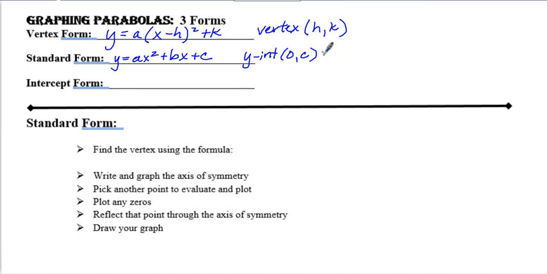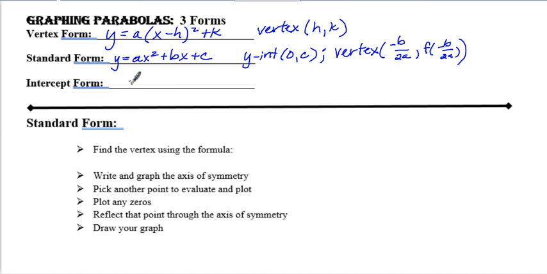The vertex is a little trickier to find, but we have a little formula that we memorize to find the vertex using standard form. The x value of the vertex is found at negative b over 2a. So go ahead and commit that to memory over the next few days. Negative b divided by 2 times a is the x value of the vertex. To find the y value of the vertex, you just plug the x value into the function. So f of negative b over 2a is the y value of the vertex. And you'll get some practice on that.